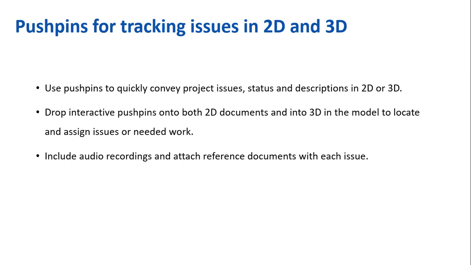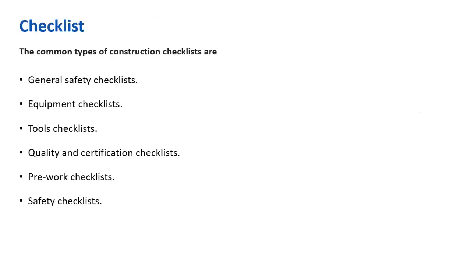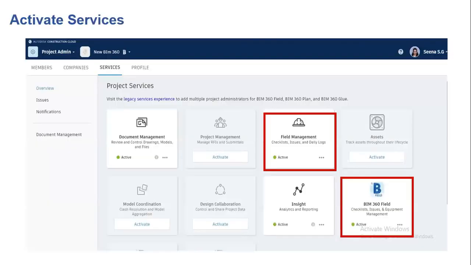Include audio recordings and attach reference documents with each issue. Then I'm going to checklist. These are the common types of construction checklist: general safety checklist, equipment checklist, tool checklist, quality and certification checklist, pre-work checklist, and safety checklist. These are the major types of checklist in the construction industry.